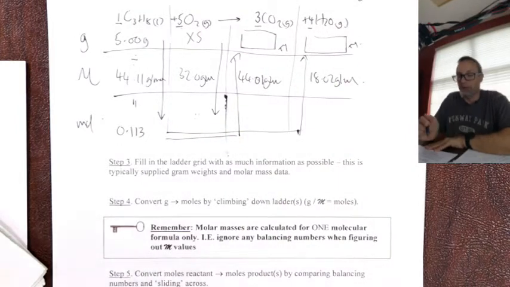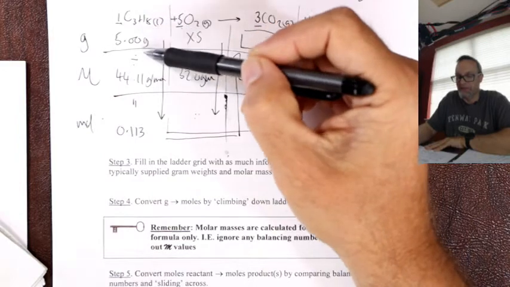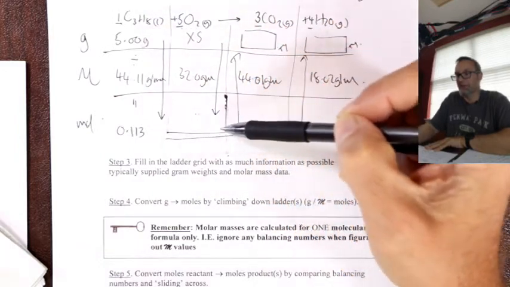Now, here's the trick. Why is it called slides and ladders? Well, you just climb down a ladder, now you're going to slide across.